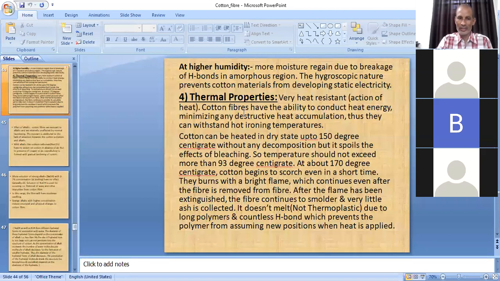Next is thermal properties, meaning how it behaves when it is exposed to heat. Cotton is very heat resistant to the action of heat. Cotton fibers have the ability to conduct heat energy, minimizing any destructive heat accumulation. Thus, they can withstand hot ironing temperatures.